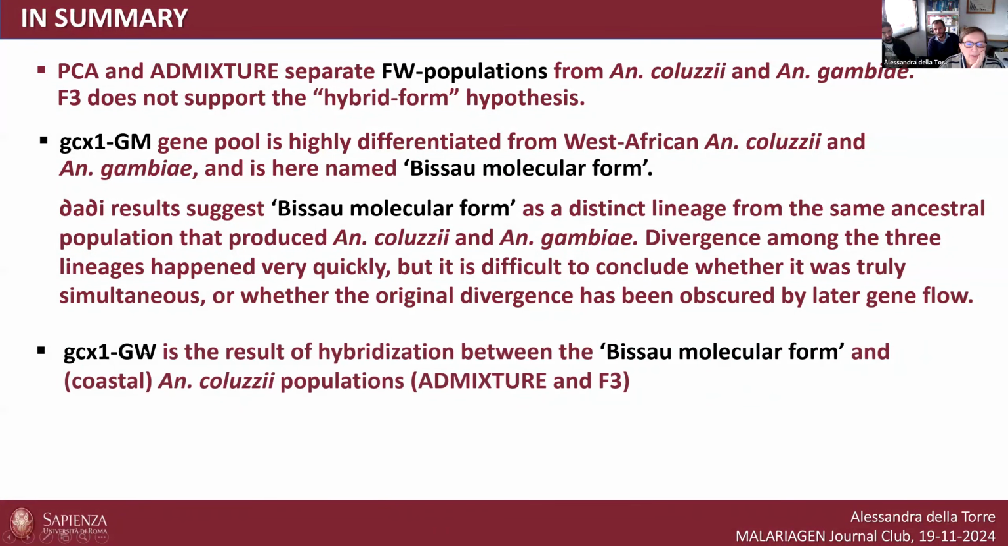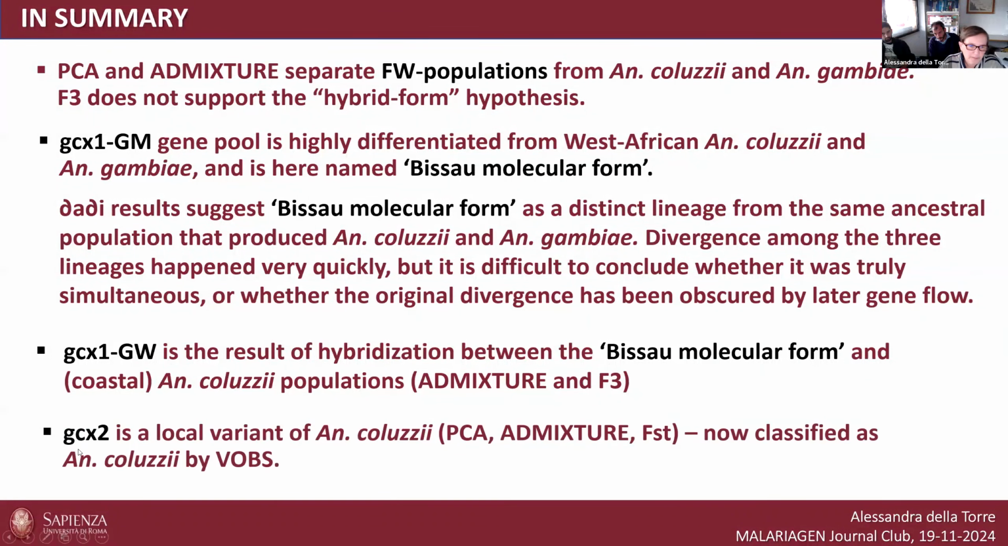The GX1 population from Guinea-Bissau seems to be the result of hybridization between the Bissau molecular form and the Anopheles coluzzii population, particularly the coastal one. So what we, based on few molecular data, originally identified as a hybrid form can still be a hybrid form in Guinea-Bissau. It is not anymore a hybrid form between coluzzii and gambiae, but more likely a hybrid form between coluzzii and the novel Bissau molecular form.